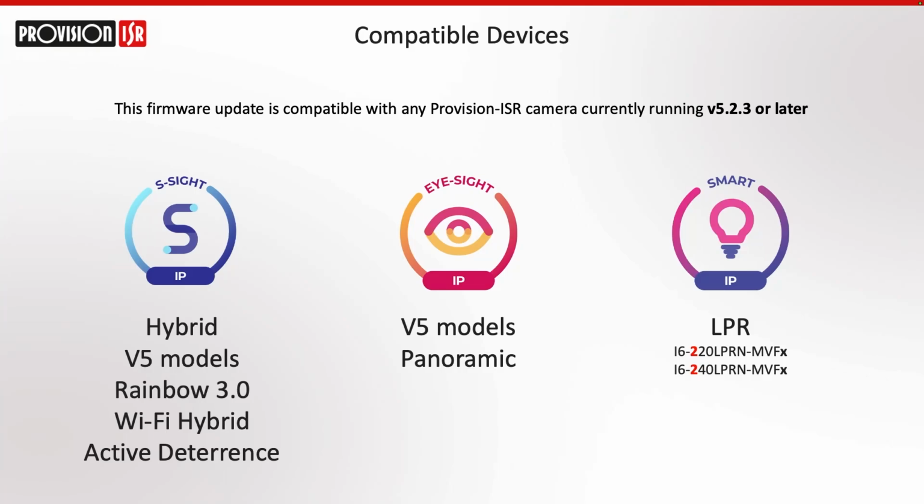This firmware update is supported across our S-Sight, I-Sight, and Smart IP camera ranges. On S-Sight, all hybrid, including the Wi-Fi variant, Rainbow 3.0, and active deterrence models. On I-Sight, all v5 models and the panoramic series. On Smart IP, all LPR models with the half-inch sensor, specifically the i6220 and i6240 LPRN MVF models. If your cameras are currently running firmware version 5.2.3 or later, they're compatible with everything covered in this webinar.